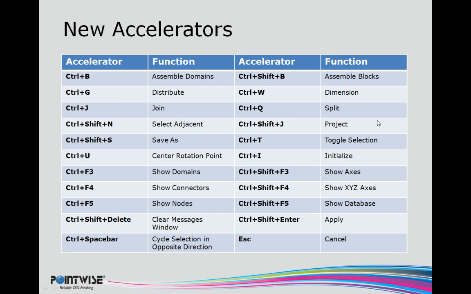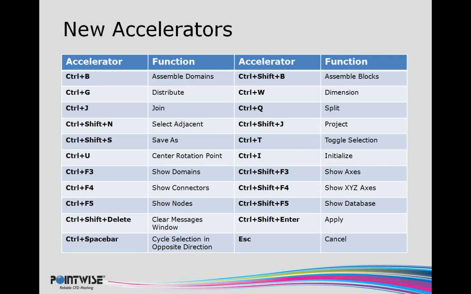meshing project. We also have accelerators for the show commands, which might not be quite as well known as the others, but are also very powerful features that can help out with your productivity. As an example, we have them for show domains, show connectors, show nodes. We also have accelerators for showing the different types of axes and database. What these commands allow you to do is very quickly turn on or off the display of all entities of a certain type, such as turning off the display of all domains. As you can imagine, that can really help out with decluttering an existing grid project.